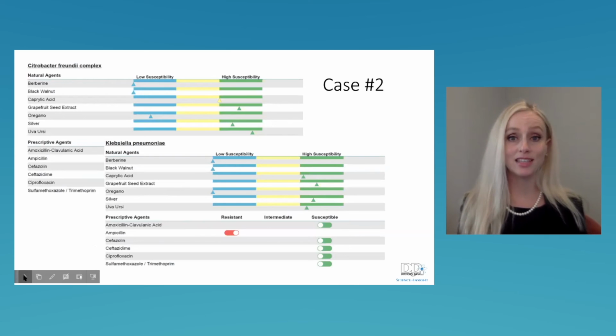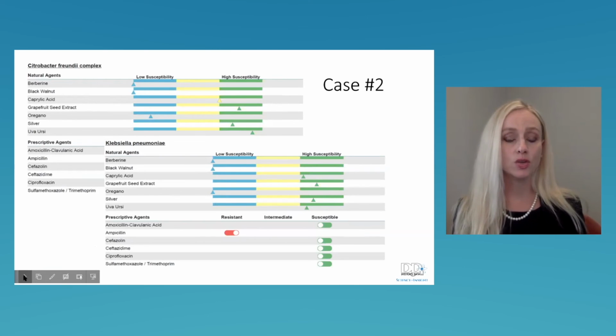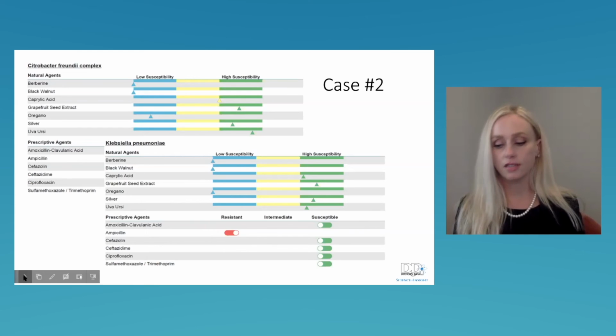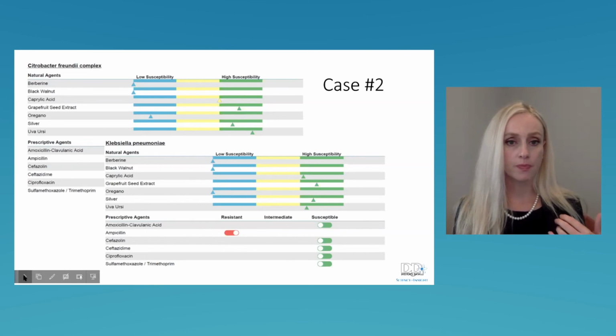And here we see the agents here. So you can use prescriptive or you can use natural agents. It's really your call, like Dr. Quig said. And this is excellent information. Doctor's Data does not use wall charts. So this isn't information that was researched somewhere.